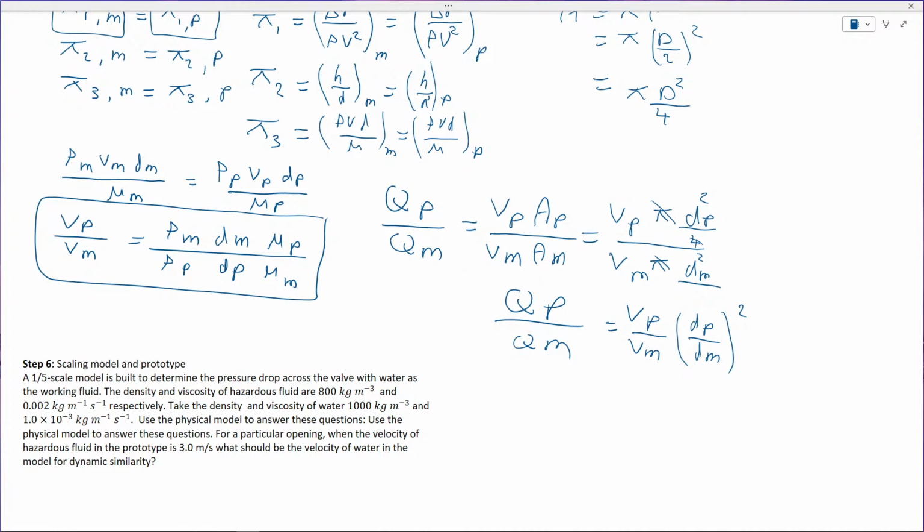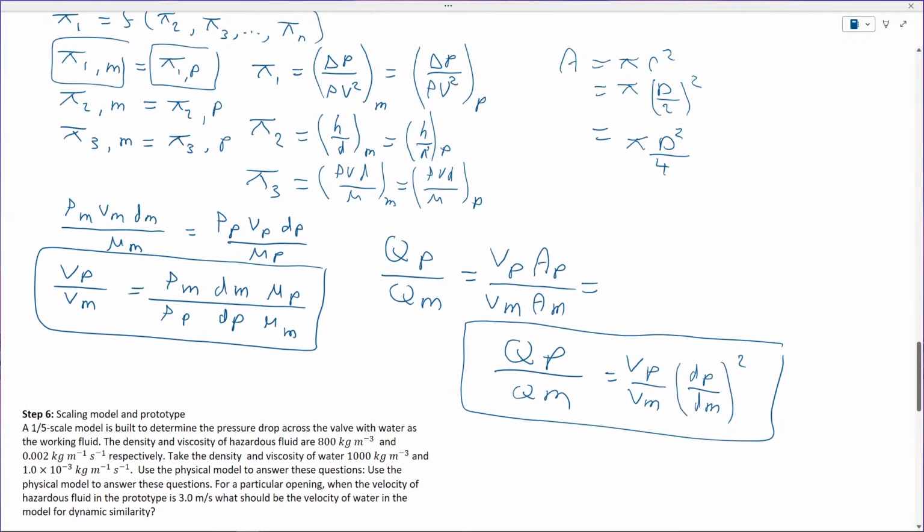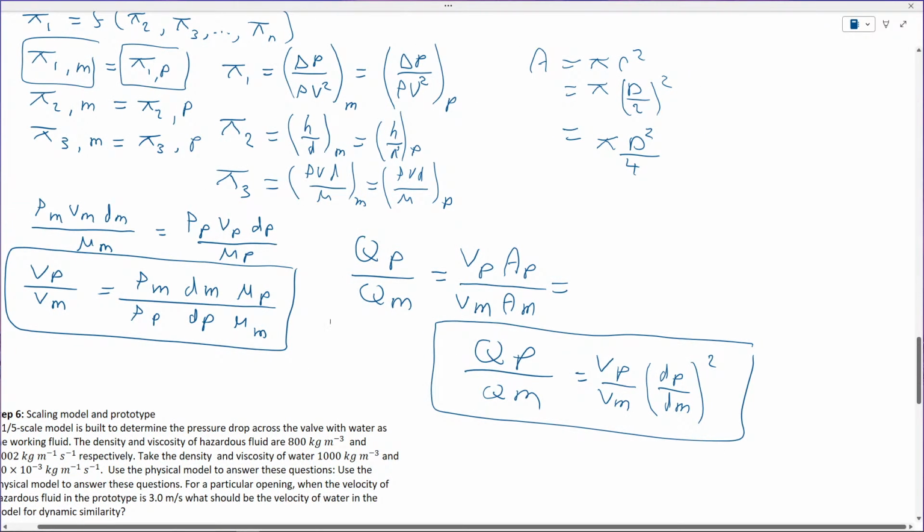Delete this guy here. So I have my second relationship here. This is my first relationship. This is my second relationship. What else am I interested in? I'm interested in the drop in pressure. So the drop in pressure, we already have this guy for it. So we can do this guy.